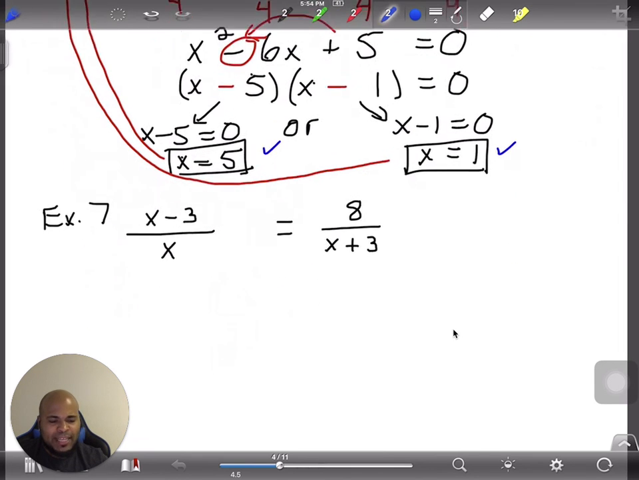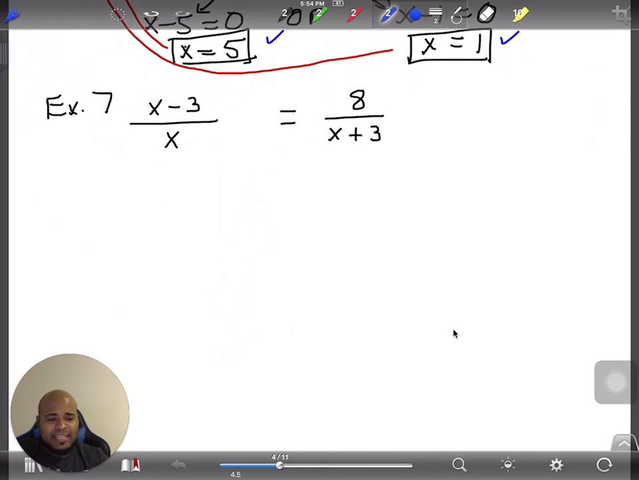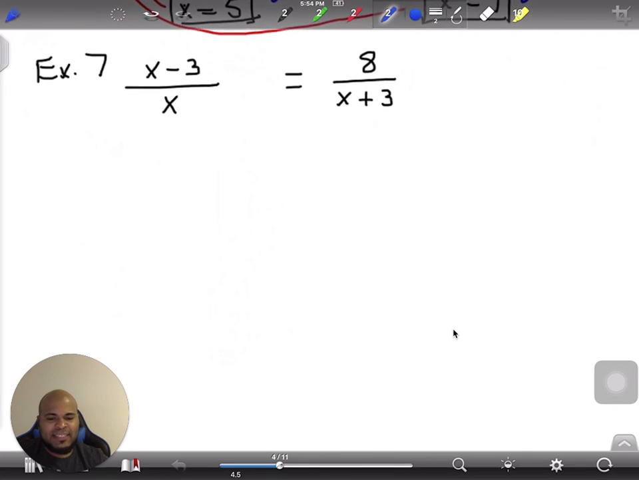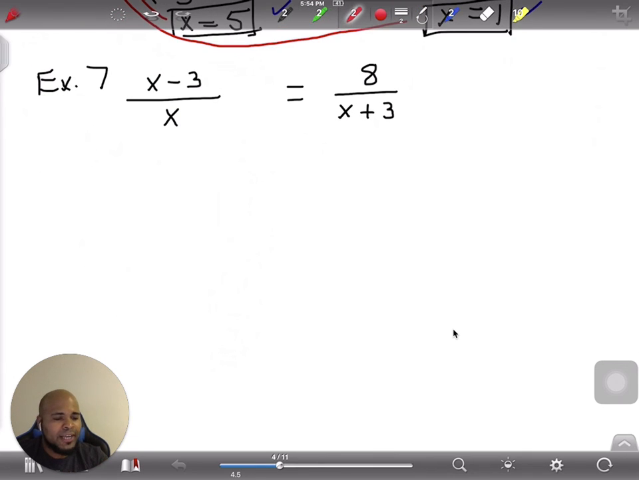Let's do one last problem. This is the last exercise, guys. Are you ready for the last exercise? I hope you are. Here we go.